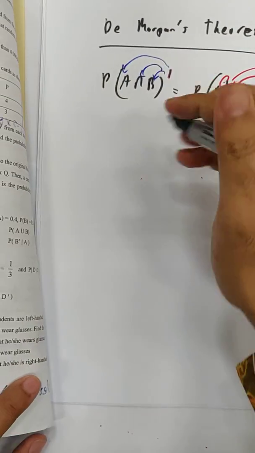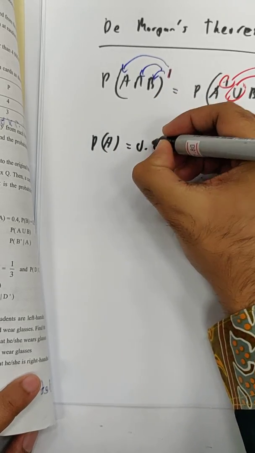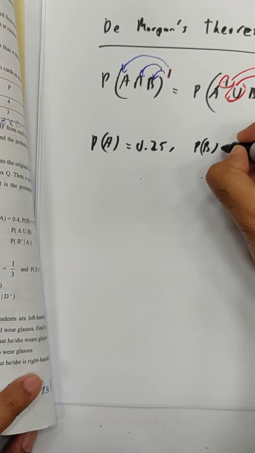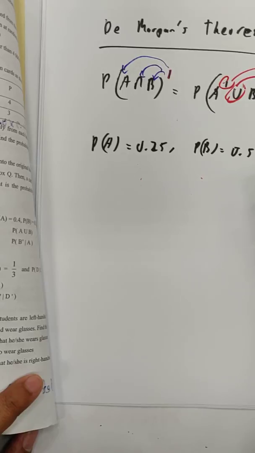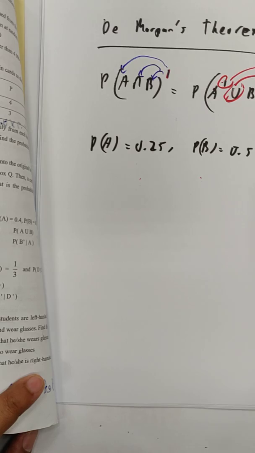If I give you this one, P(A) is 0.25, P(B) is 0.5, and P(A intersect B) is 0.125.